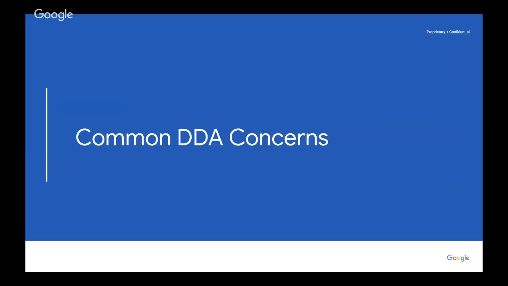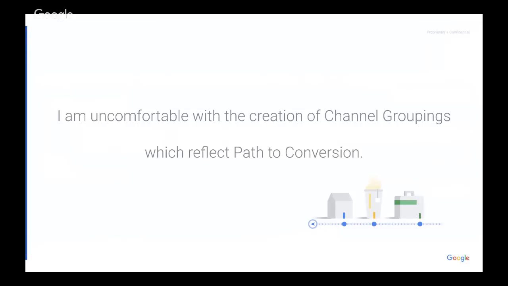Makes sense. Now that we've covered the bidding as well, there are a couple of common concerns that advertisers often come across when switching DDA models, or with the whole DDA process. We've listed a couple here. First one being, for example, I'm uncomfortable with the creation of channel groupings which reflect my path to conversion. James, with this question, do you have any advice here on this one?